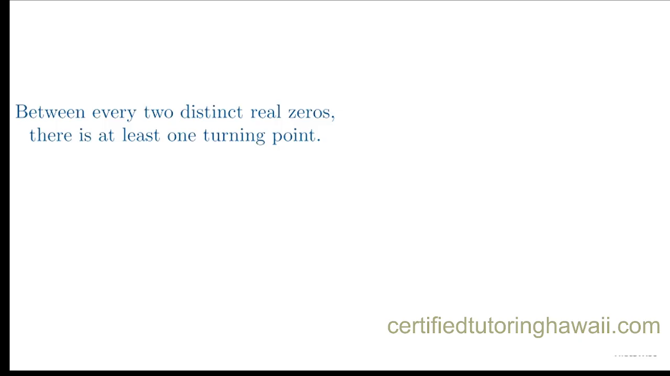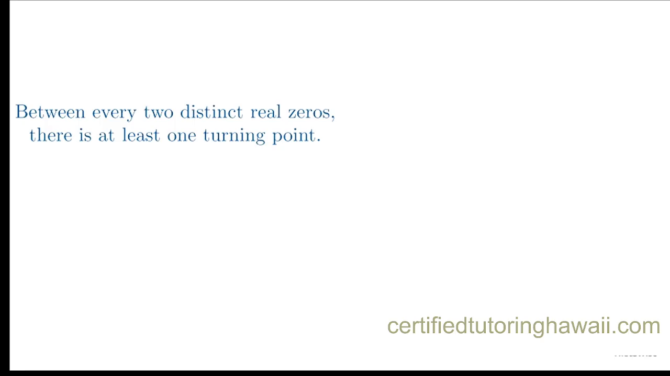Imagine the graph crosses the x-axis, which is y equals 0. For it to cross the x-axis again at a different point, it must first change direction. If it was increasing, it must decrease to cross the axis again. This creates a local maximum. If it was decreasing, it must increase, creating a local minimum.